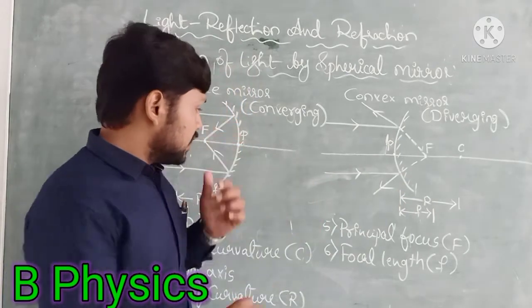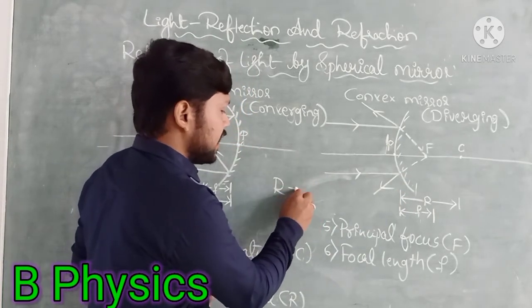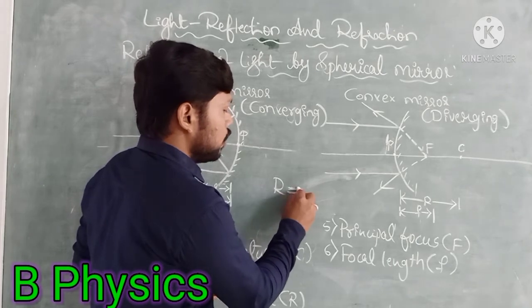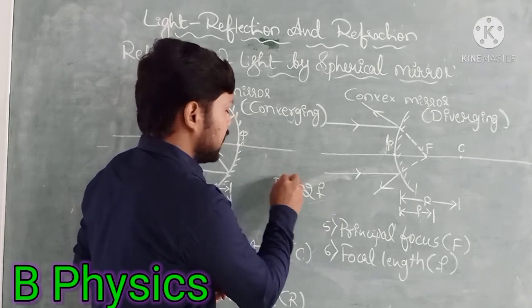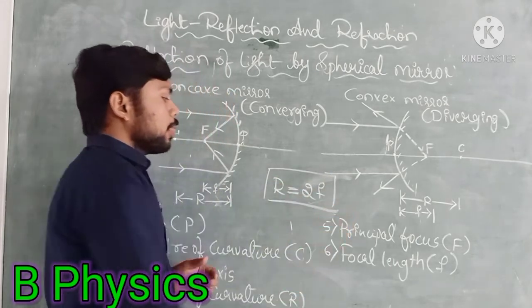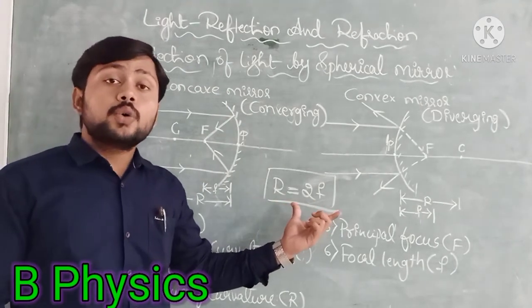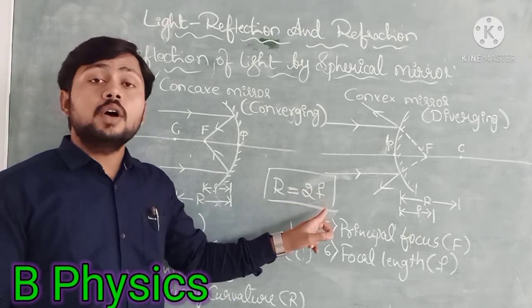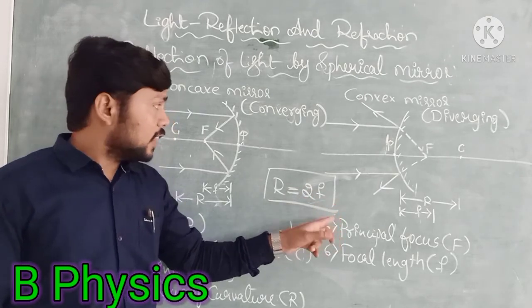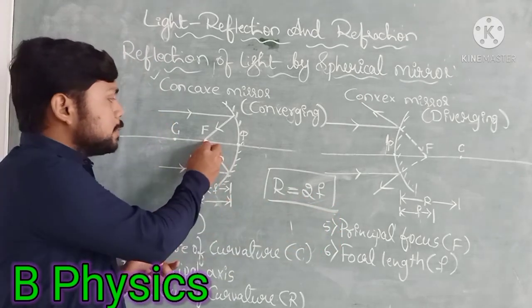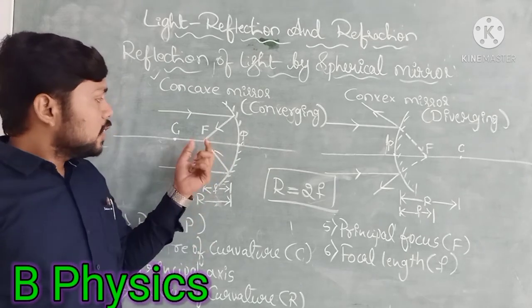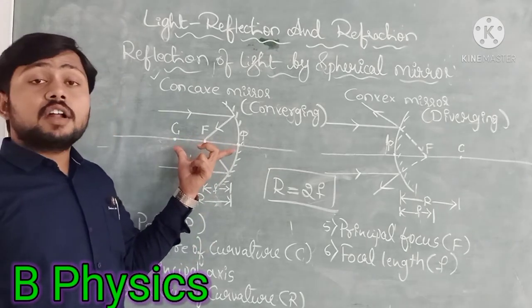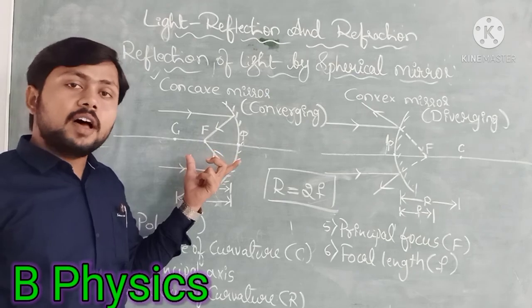And last, there is a relation between radius of curvature and focal length. That is, R is equal to 2f. That means radius of curvature is equal to double the focal length. That means the principal focus lies midway between the center of curvature and the pole of the mirror.